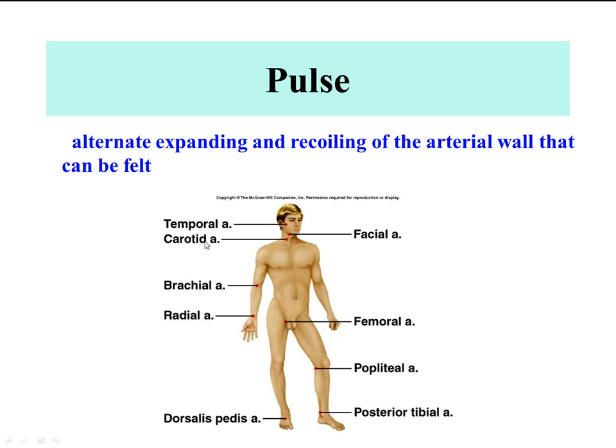You can get a pulse on the carotid artery on the side of the neck, the temporal artery on the side of the head, the facial artery, the brachial at the bend of the elbow, the femoral artery on the inside of the leg, the popliteal at the back of the knee, the posterior tibial artery on the inside of the ankle, close to the bone, and then the dorsalis pedis artery on the top of the foot.